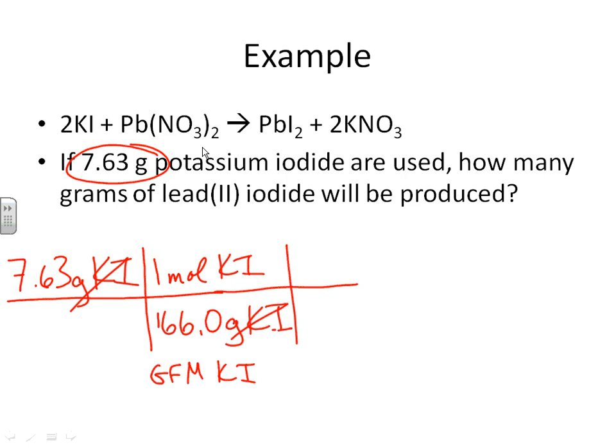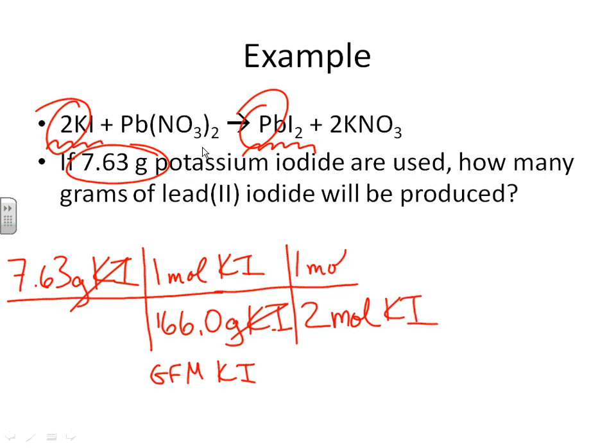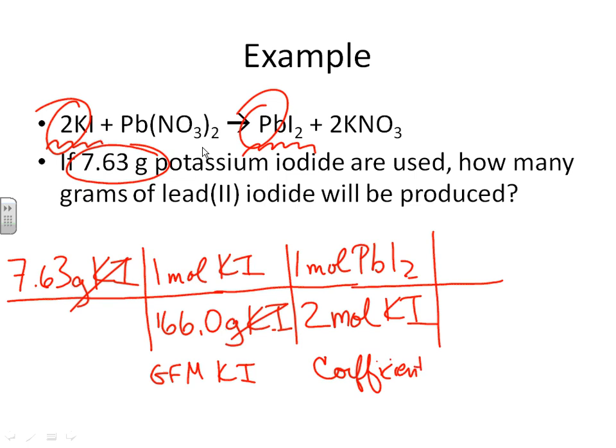So here, now we're going to look at the ratio. We've got KI, that's what we have. We want information on the PbI2. This is a 2-to-1 ratio. 2 moles of potassium iodide produces 1 mole of lead-2 iodide. So that's where we're going to pull this in right now. Coefficients stand for moles. 2 moles of KI produce 1 mole PbI2. Coefficients, molar ratio. Moles of one thing into moles of something else.